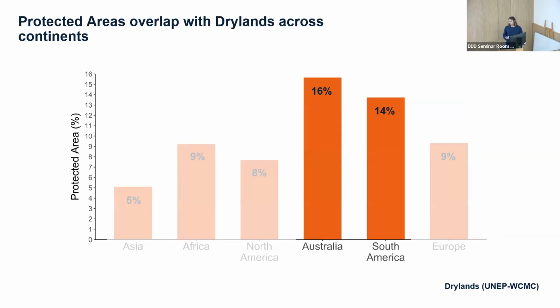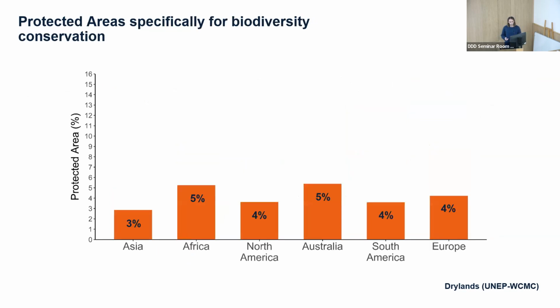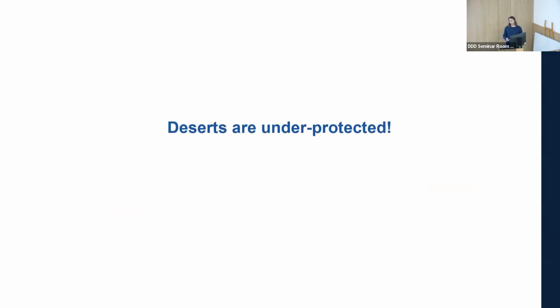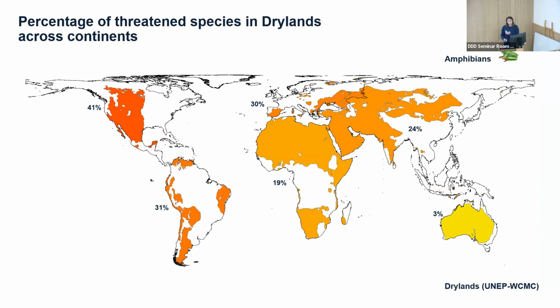In contrast, Australian and South American drylands are considerably more protected. However, when we consider protected areas that are set aside strictly for biodiversity conservation, we find that an even smaller proportion of drylands are protected, and this is true across continents. The deserts are underprotected. This has important implications for species conservation because deserts are home to many diverse and unique species.